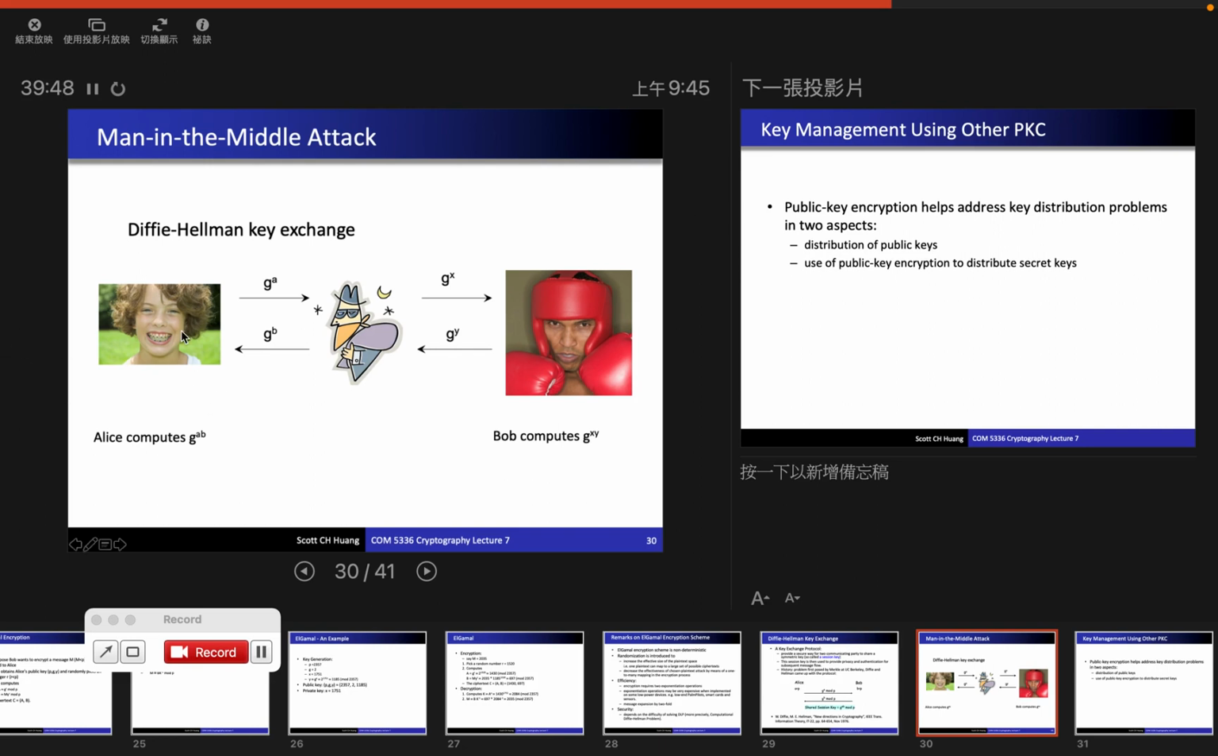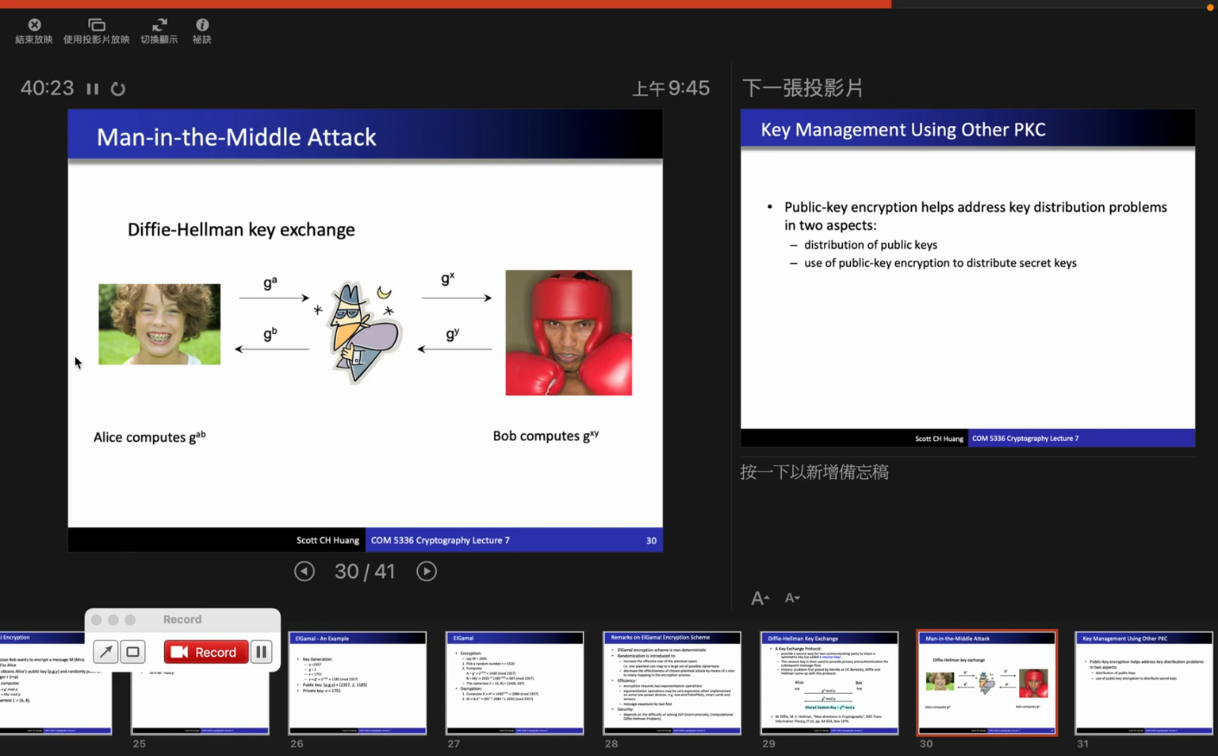So Alice wants to share a secret key with Bob. So Alice chooses a secret number A and then sends G to Bob. But the problem is, this information was intercepted by the man in the middle. So the man in the middle claims he is Bob, and then he replies to Alice by choosing a secret number B and then sends G to the B to Alice.